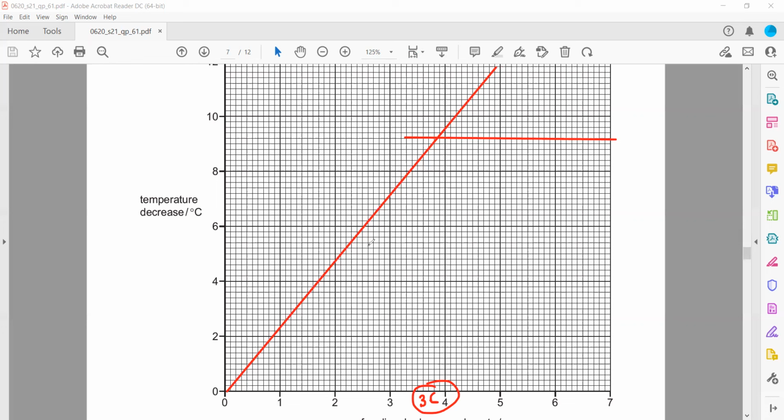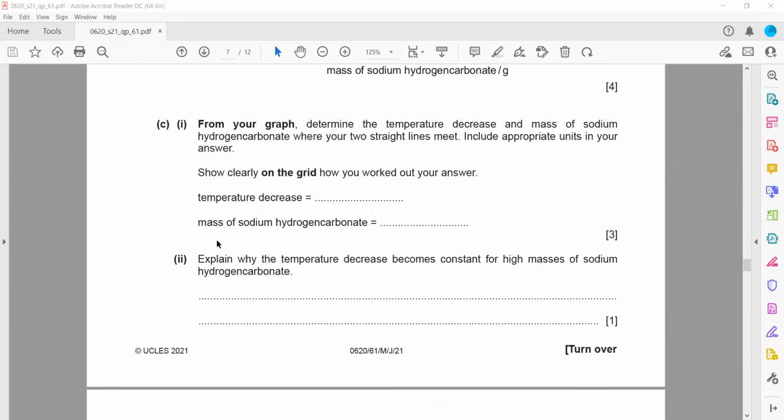So how much sodium hydrogen carbonate is needed? That will be about 1.8. So around 1.8, and the temperature will be around 4. So what will be the shape of the graph? The temperature decreases. So this will be the shape of the new graph, and we label that as D. Is this part clear? The next part.